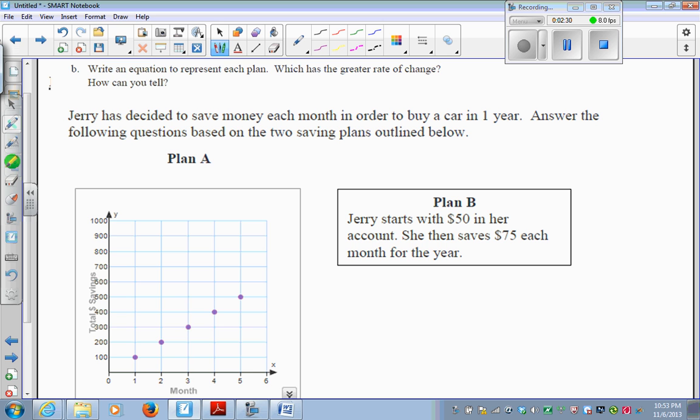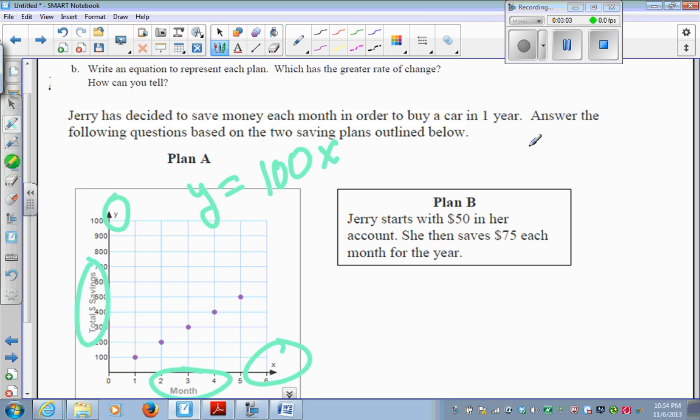Which one has the greater rate of change, and how can you tell? So there's a lot being asked in this particular question. So Part B says, write an equation to represent each plan. So in Plan A, if she's saving $100 every month, that means total savings, which is our Y value, is going to equal $100 times our number of months, which is X. To figure out how much she'd save for any number of months, you just do $100 a month times the number of months. That'll tell you how much she saved.